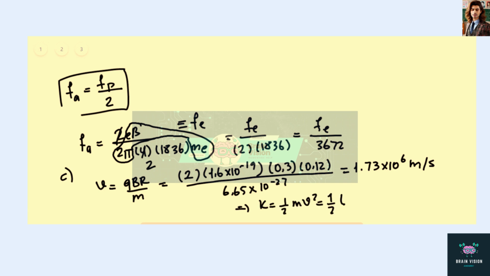We find, well, the mass is 6.65 times 10 to the negative 27, times 1.73 times 10 to the 6 squared. The answer would be something like 1 times 10 to the negative 14 joules.